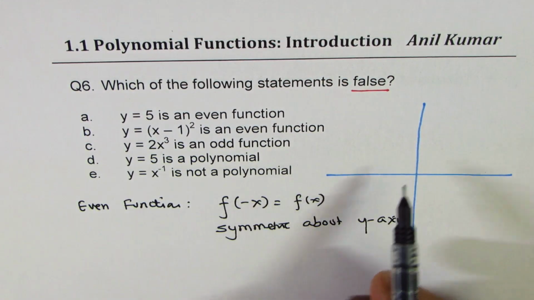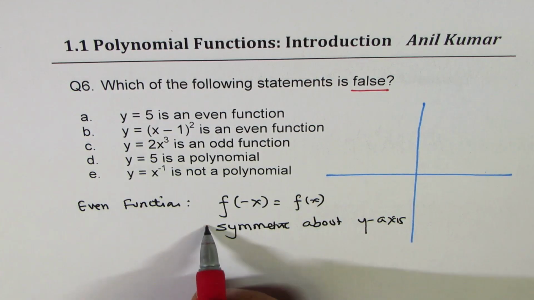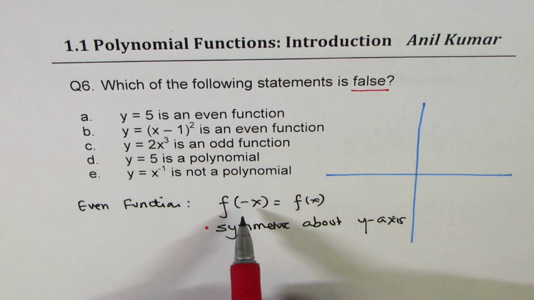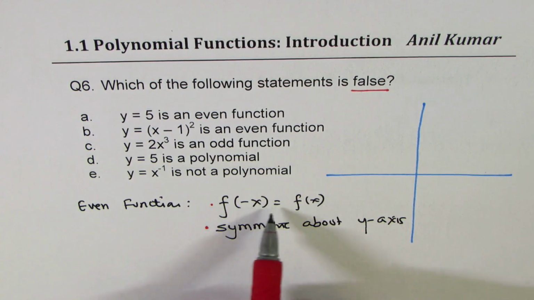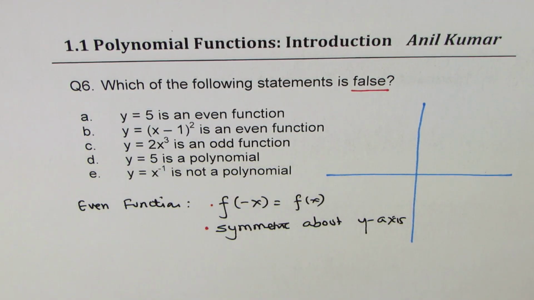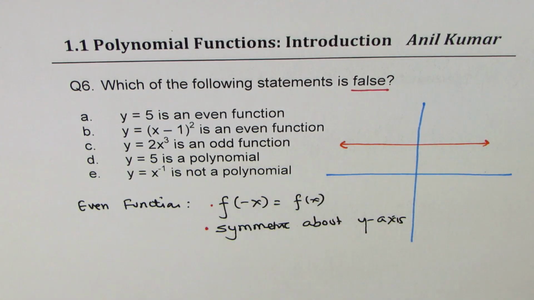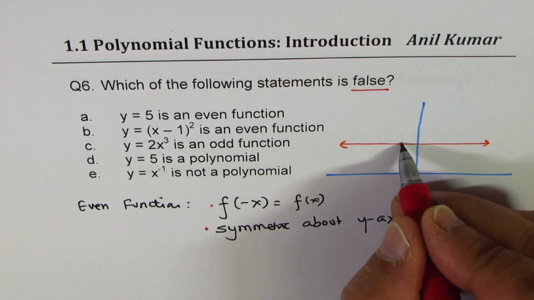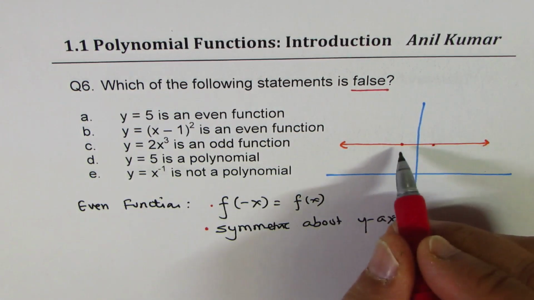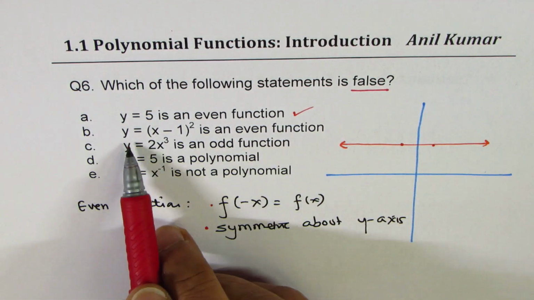If you draw a graph, you can check symmetry. But if you have an algebraic equation, you can also check with f of minus x. Since it is just 5, it is always 5, so that is an even function. Let's draw it. As you can see, there is a point on either side which is a mirror image. So it is an even function, and this statement is true.